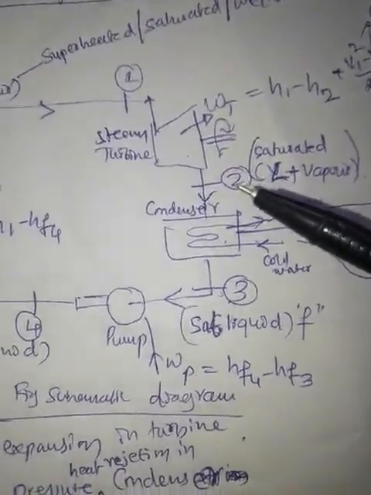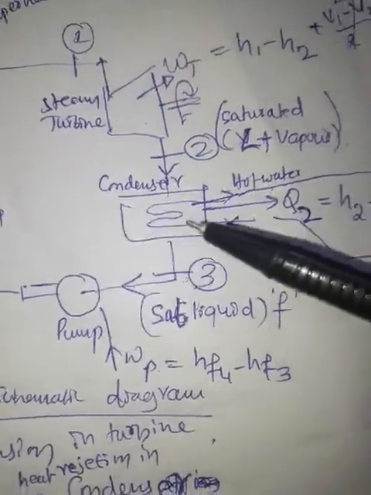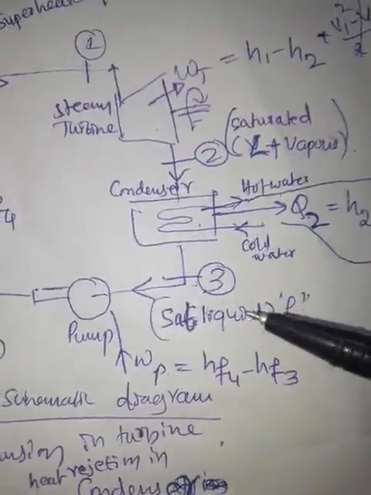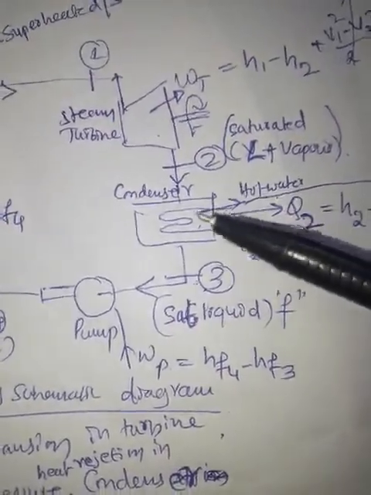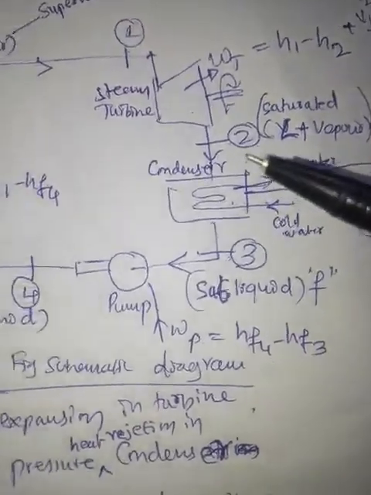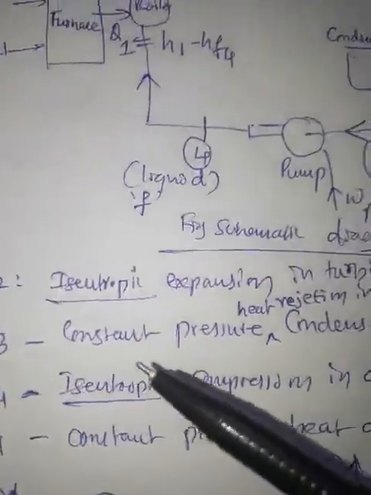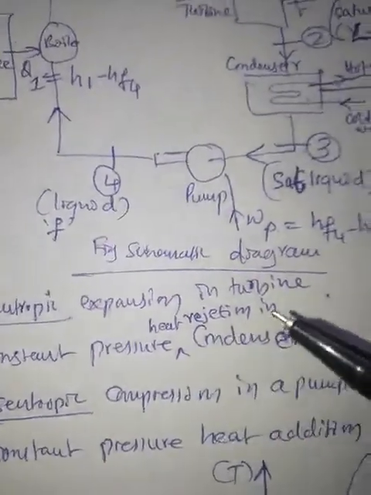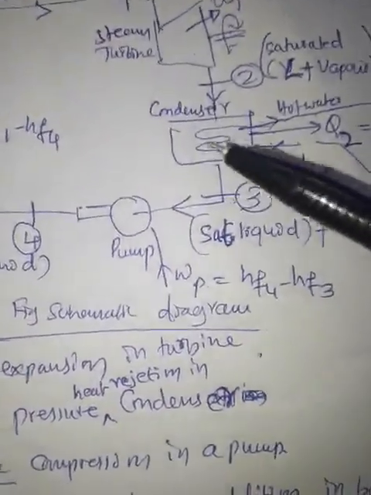Then again process 2 to 3, what is happening? The phenomenon is condensation. So vapor is getting converted into liquid. So there is a phase change. So condensation is happening at constant pressure. Pressure is remaining constant. So process 2 to 3, what can we write? We write it as constant pressure heat rejection in condenser.